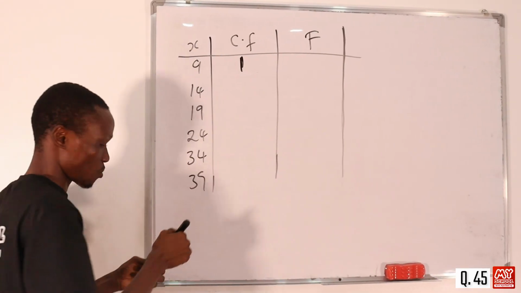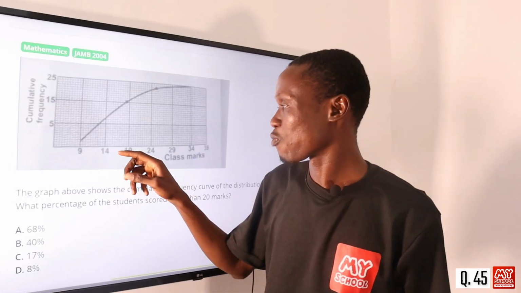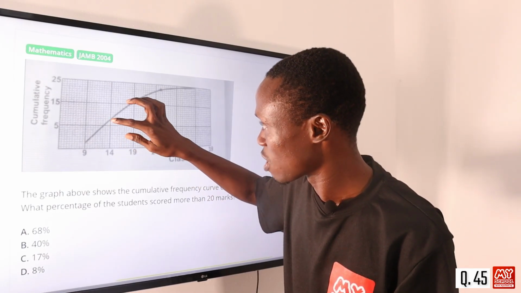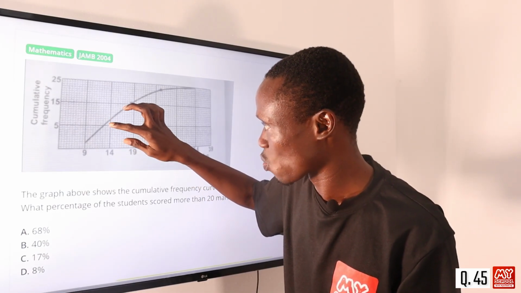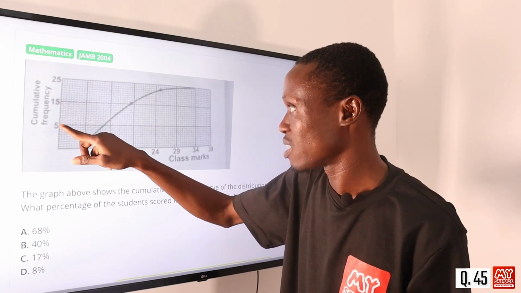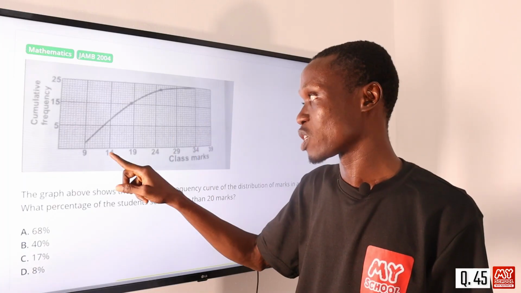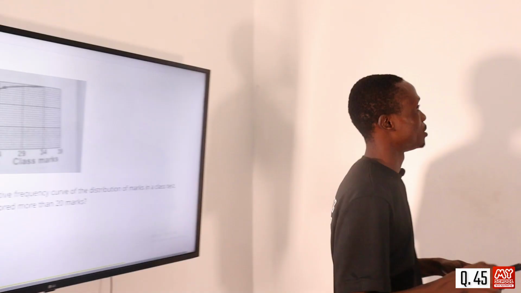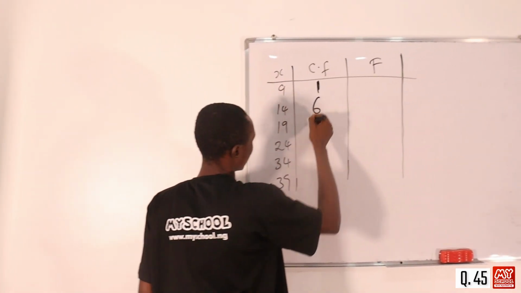Now let's return for that of 14. For 14, from here, we trace until we meet this line. If you check very well, we have 2 boxes, which is 1. So those 2 boxes is 1, and here is 5, that means it's 6. The cumulative frequency of 14 is 6. So let's return to the board to write it down, 6.